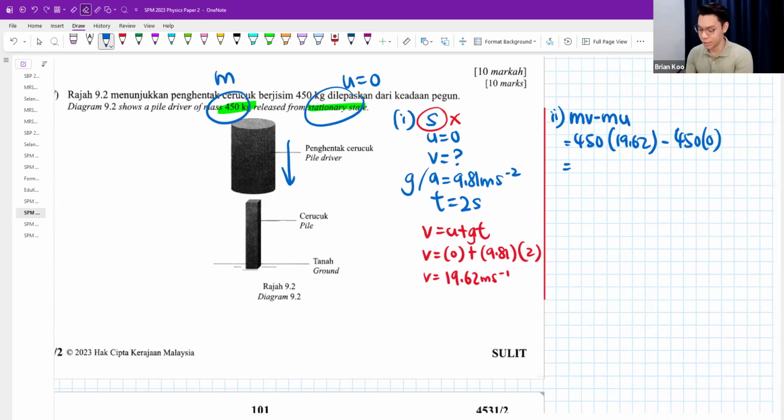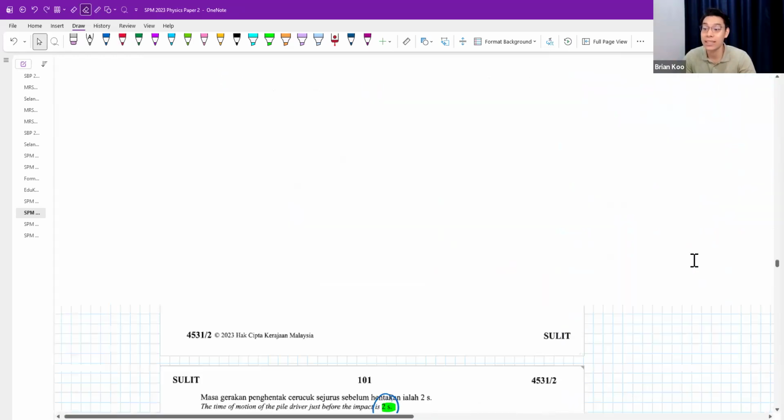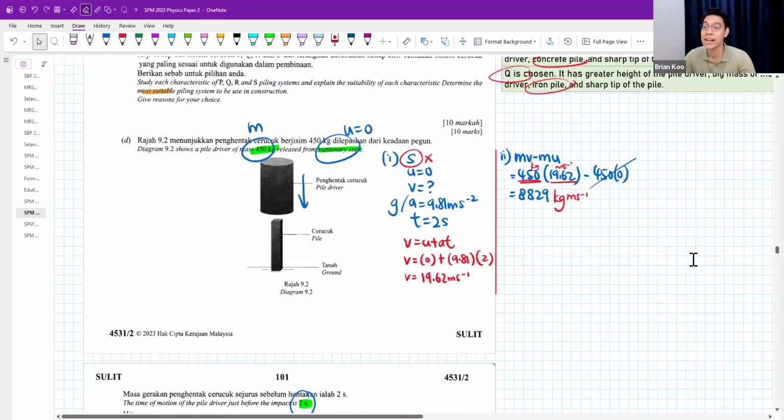Anything times 0 is cancelled now. You don't have to do that. Okay, answer is 8829. Must have unit. Someone reminded you already. This is kg. This one is meter per second. Just put together kg meter per second. Okay, that is the answer. 8829. Like that, 5 marks. Not bad, right? And that is 20 marks in total for question number 9.